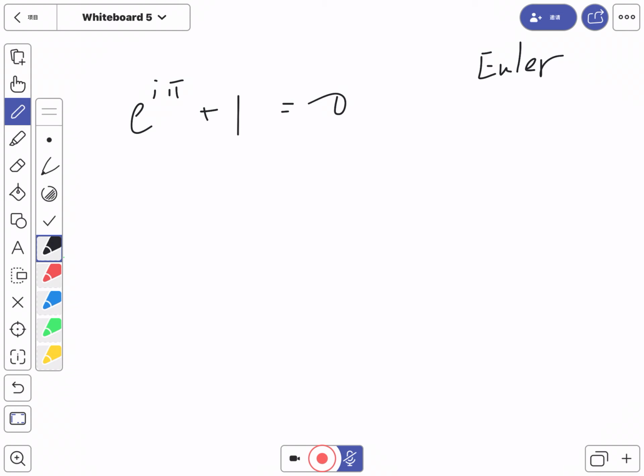This is called beautiful because you are relating 5 different numbers in one single equation. We know that 1 and 0 are really key numbers in the number system, and we also have i as the imaginary number, and we have pi and e, which are two irrational numbers that are pretty significant in math.